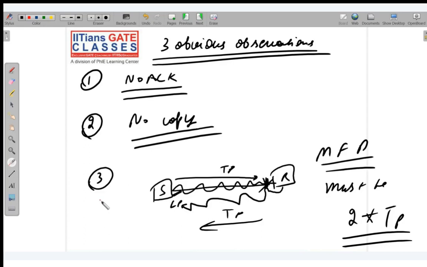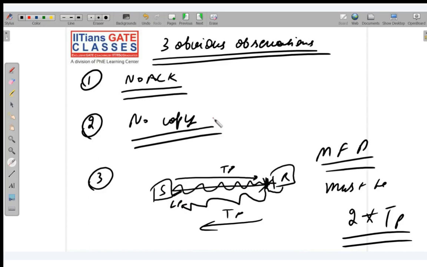Okay, so now what is the basic requirement? The sender should send the frame for at least 2 TP time, because if the sender has completed transmission of the frame, and after that a collision is detected, how will the sender retrieve the frame back, because it has not maintained any copy? That is the basic principle. Write this point in a shortcut manner.